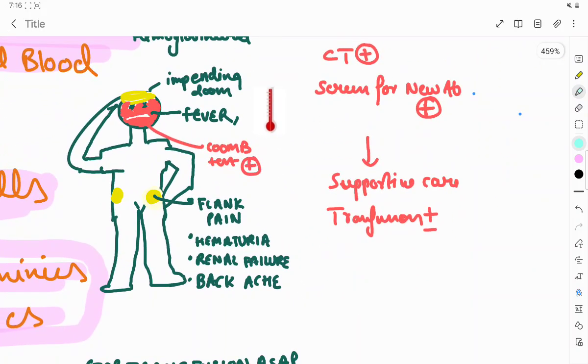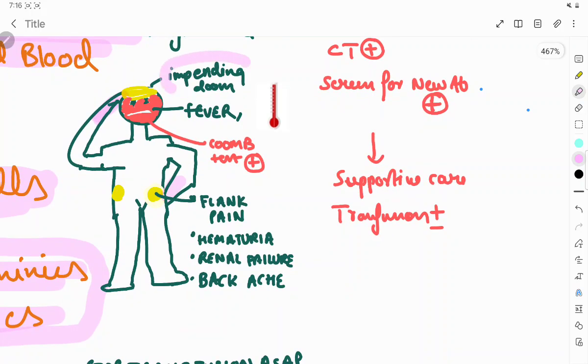Let's start with our man. Okay, that will help us in understanding the acute hemolytic type of transfusion reaction. You see our man is having one hand over the head and another over the flank region. This is because he is having a problem in the head, that is he is having a feeling of impending doom. He has high fever. Okay, another hand on the flank indicates he is having flank pain, and along with flank pain he has hematuria, renal failure, and back pain.